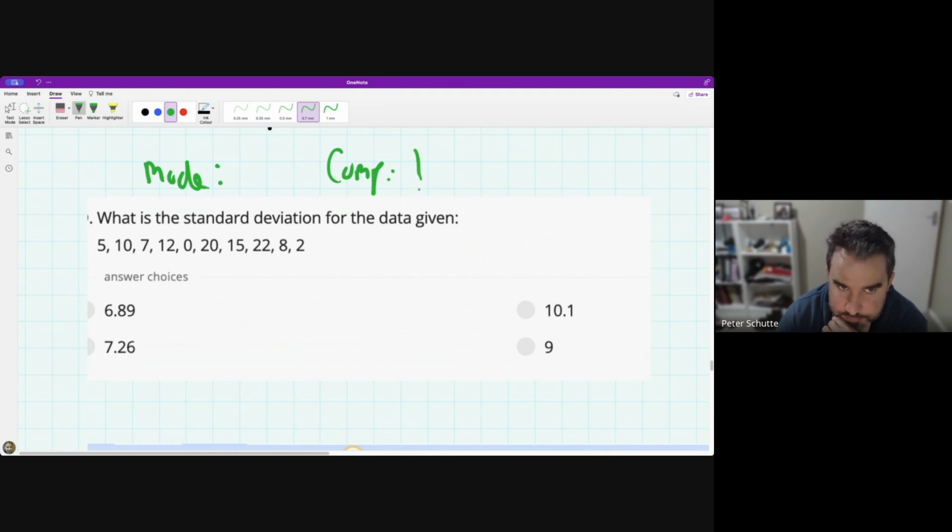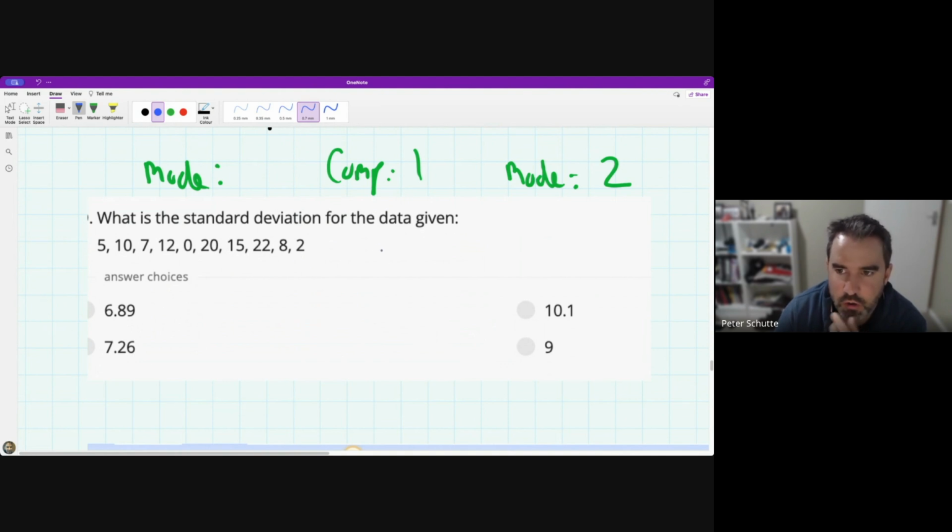Okay, you hit 1. Then to go back to stat mode, you go mode and you go 2. And what that should do is clear the memory. By leaving stat mode, it clears the memory. Okay, now you're going to go back into the calculator and you're going to put your data in.